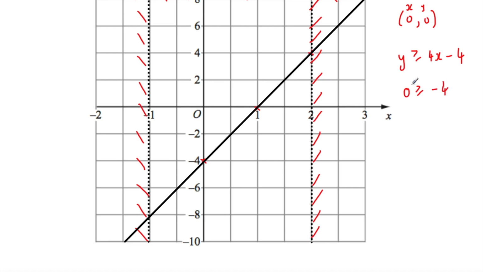And we've got 0 is bigger than or equal to minus 4. Yes, 0 is bigger than minus 4. So that means the origin is on the side of the line that we want to accept. So we're going to reject below that line. So let's do dashes below that line, like so.